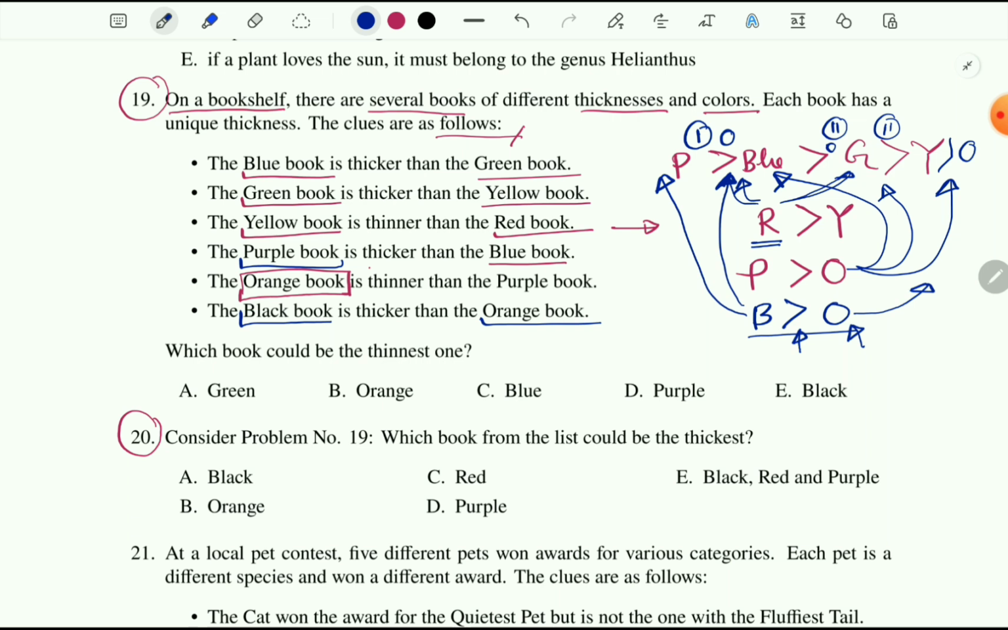Now I hope you understood. Let's move on to the questions.